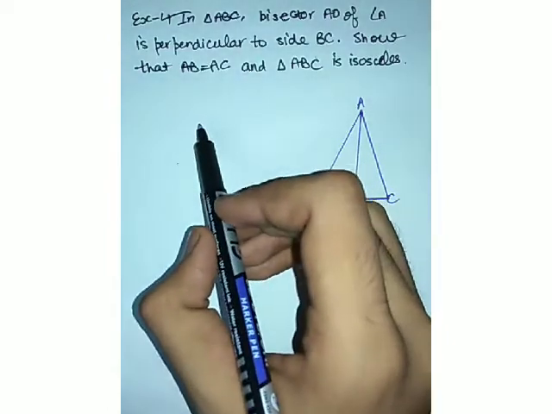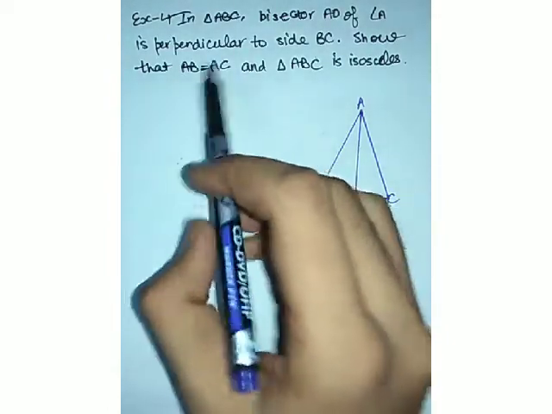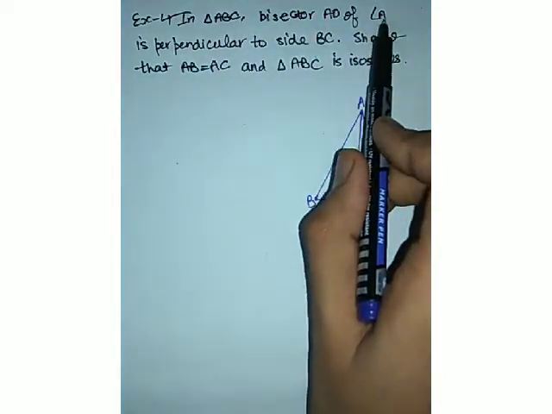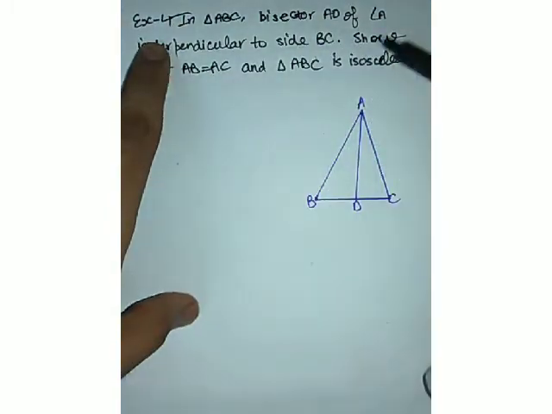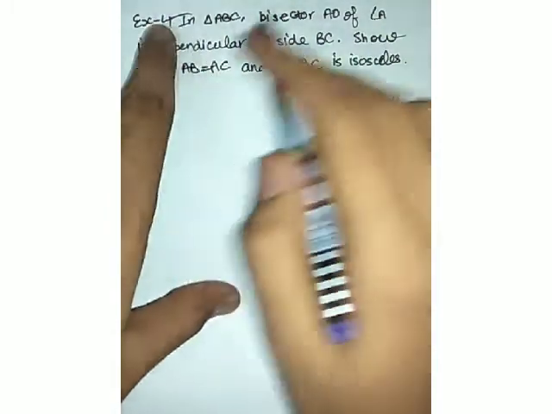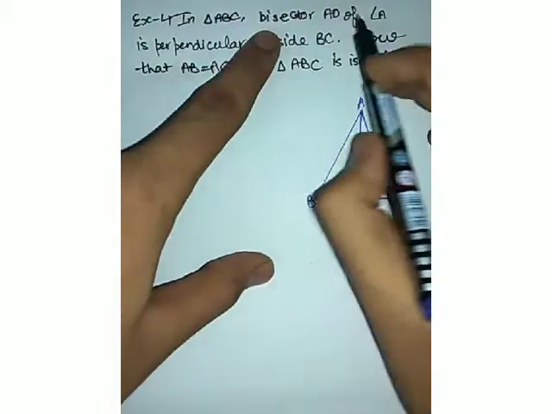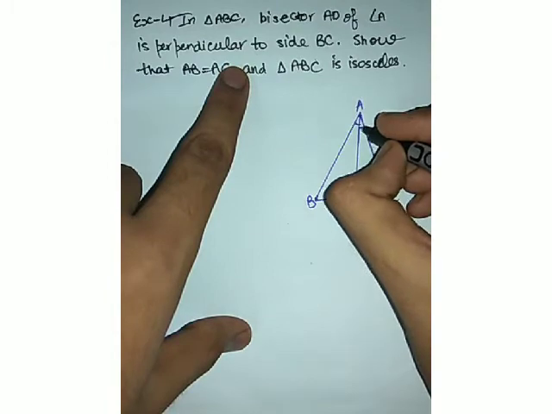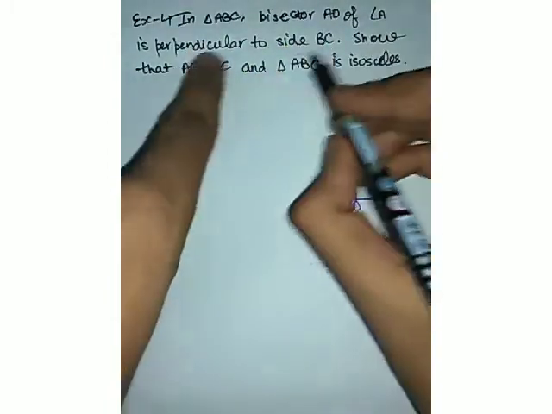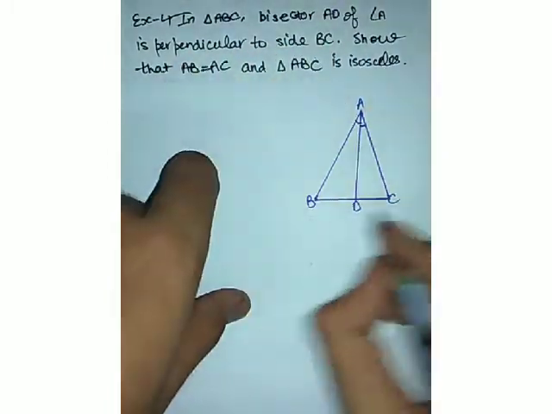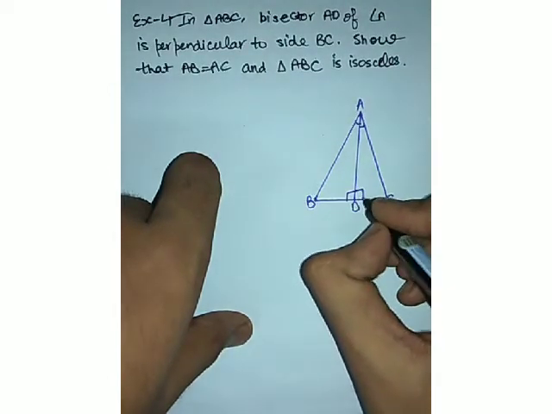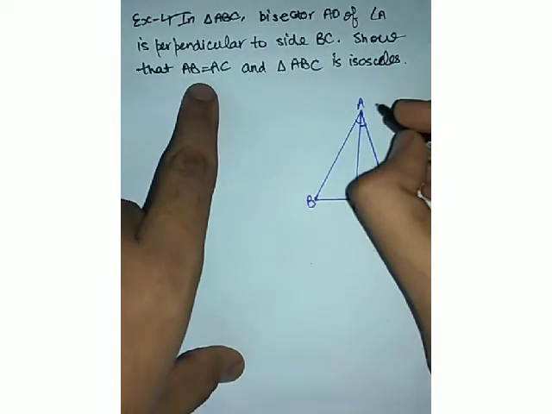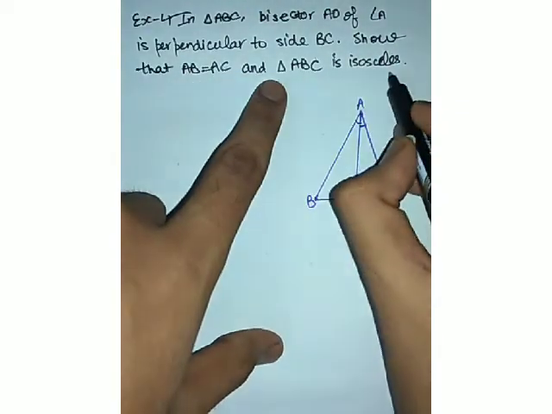This is our first example of exercise 7.2. The statement is, in triangle ABC, bisector AD of angle A. Let's first see the diagram as well. AD is bisecting angle A and is perpendicular to side BC. It means this angle is 90 degrees, and this is also 90 degrees. And we have to show that AB is equal to AC and triangle ABC is isosceles.